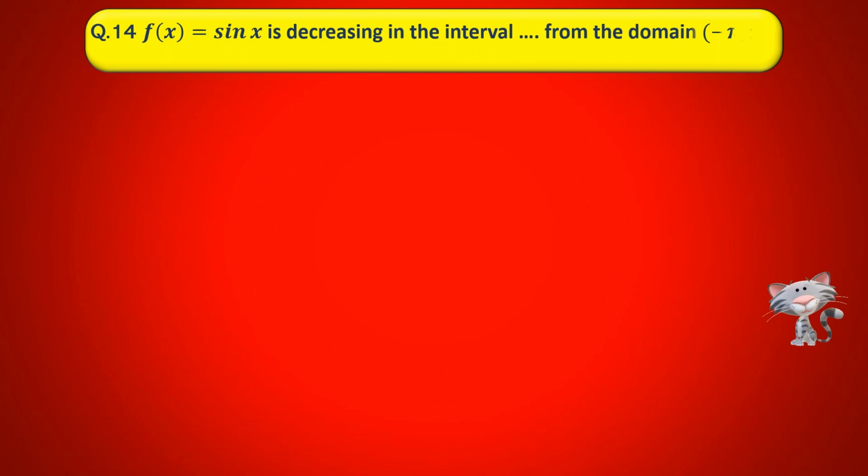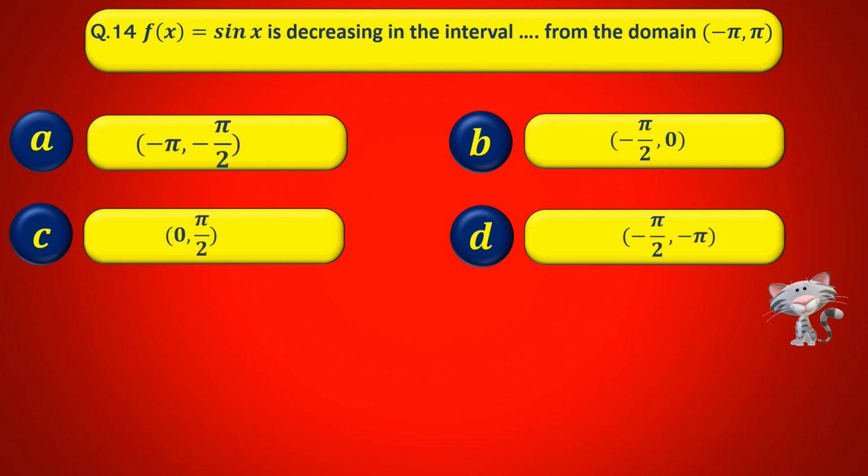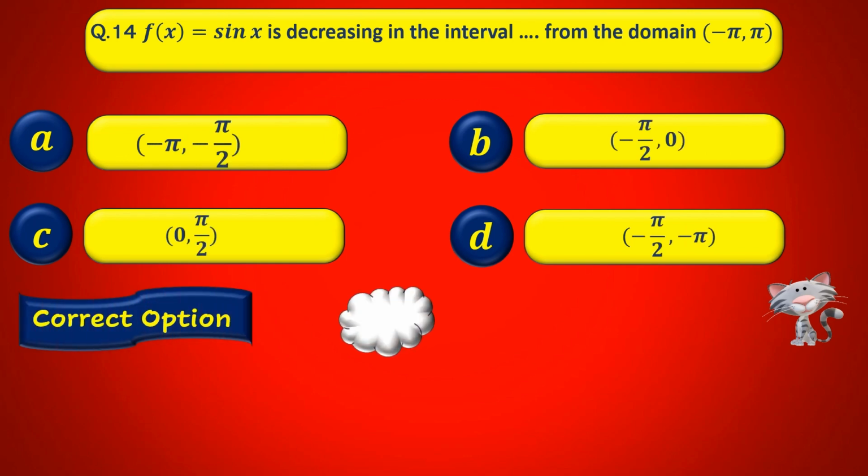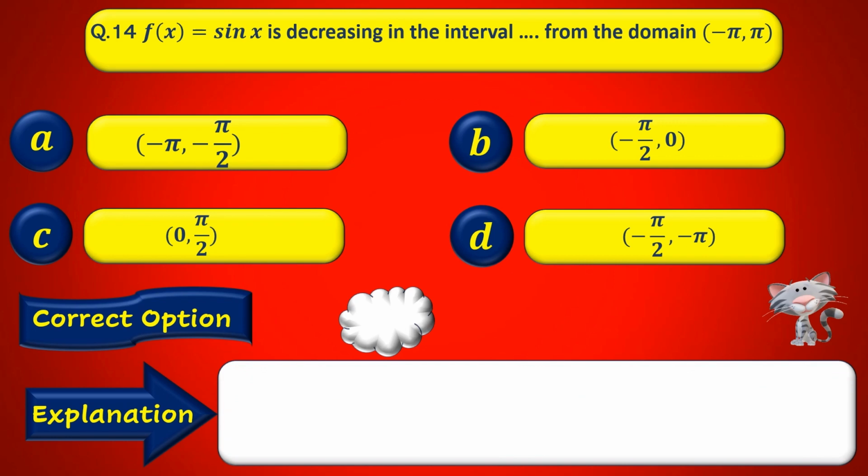Question number 14. f of x is equal to sine x is decreasing in the interval from the domain minus pi to pi, and the options are, let's check out which one of these is the correct option. By definition, we know that if x1 and x2 are points of an open interval AB with x1 less than x2, and if f of x1 is greater than f of x2, then the function is decreasing.